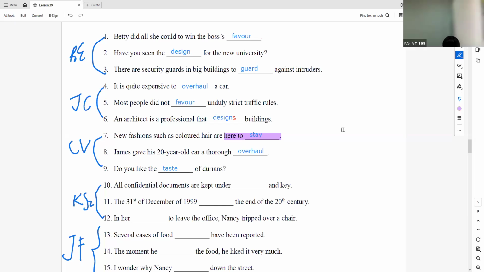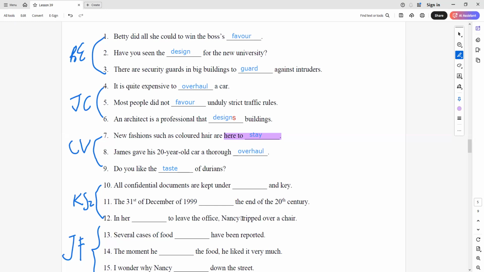All confidential documents are kept under lock and key. Very good. Lock and key. 11. The 31st of December of 1999 marked the end of the 20th century. The 20th century. Okay, mark. Put an E there. Okay, and then 12. In her hurry to leave the office, Nancy tripped over a chair. Yes. Okay. In her hurry to leave the office. Okay. So highlight trip over as well.